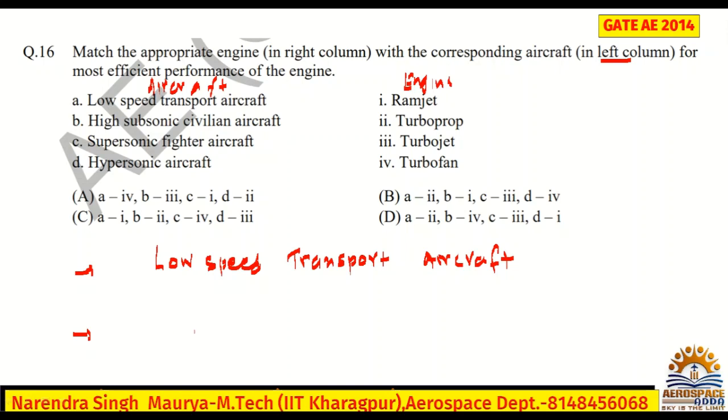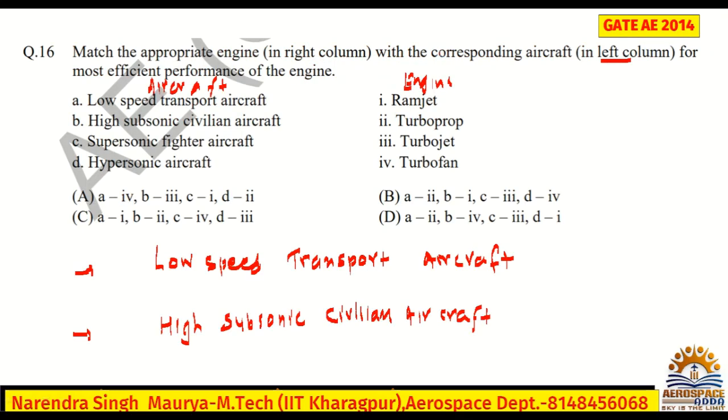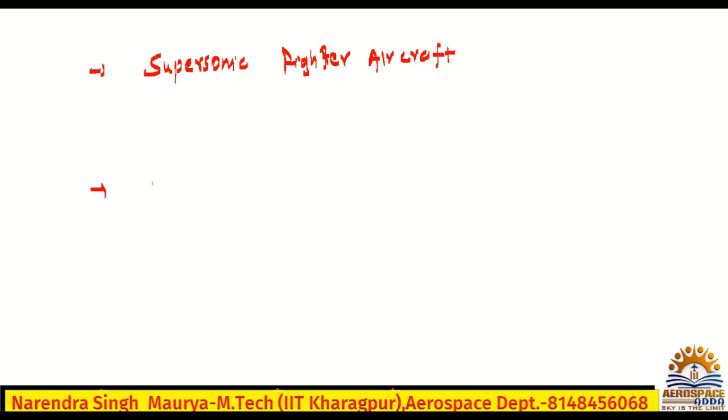And the second I will write high subsonic civilian aircraft. Next I can write supersonic fighter aircraft. And the fourth one, the last, is hypersonic aircraft. So I'll write here with respect to Mach number: hypersonic means what? Mach number is greater than 5.0.